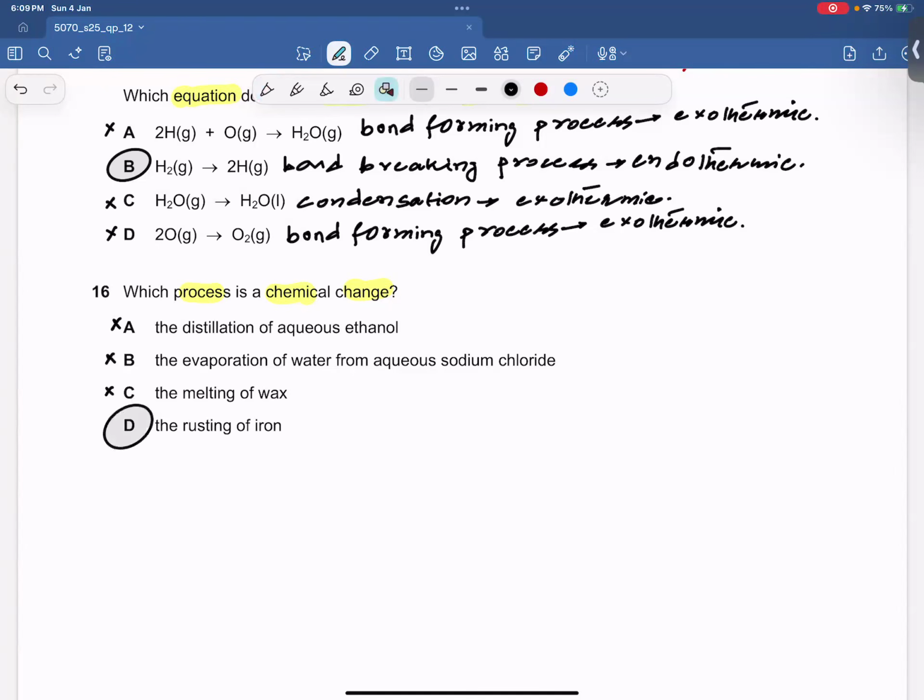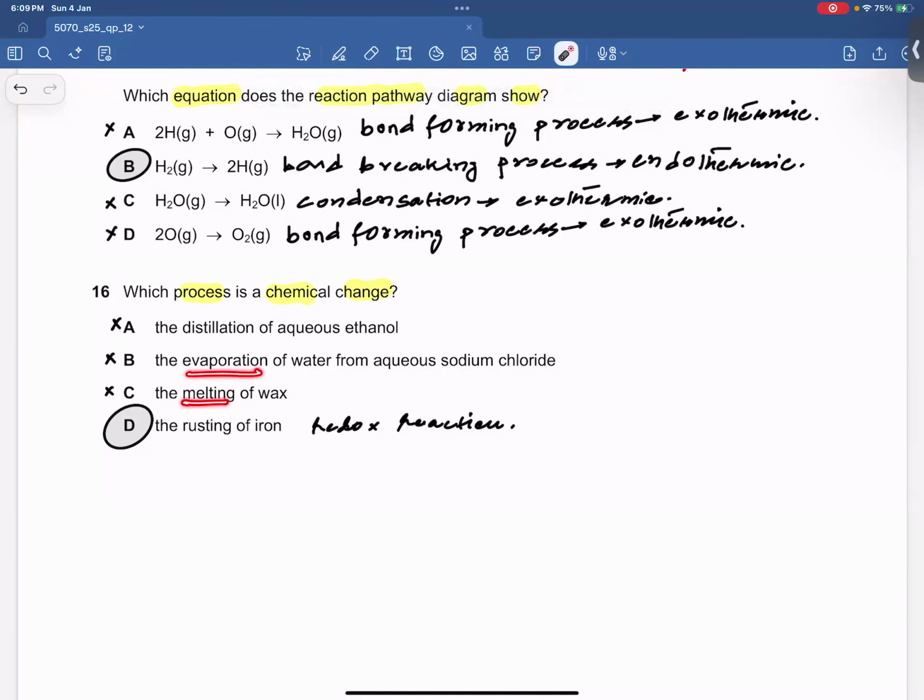And obviously, rusting of iron is a redox reaction because iron is converted into iron(III) oxide, which is rust, and therefore rusting of iron is a chemical change because a new compound is formed. Iron, when exposed to air in the presence of moisture, will turn to rust. That's the rusting of iron, and therefore it is a chemical change. Melting, on the other hand, is a physical process. Evaporation is a physical process. Distillation is a physical change, which is why all three A, B, C are incorrect. I hope it makes sense to you. Let's move on to the next question.